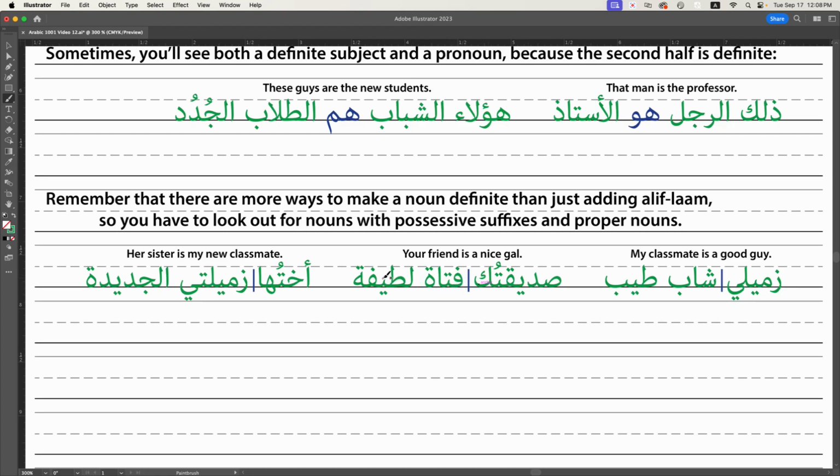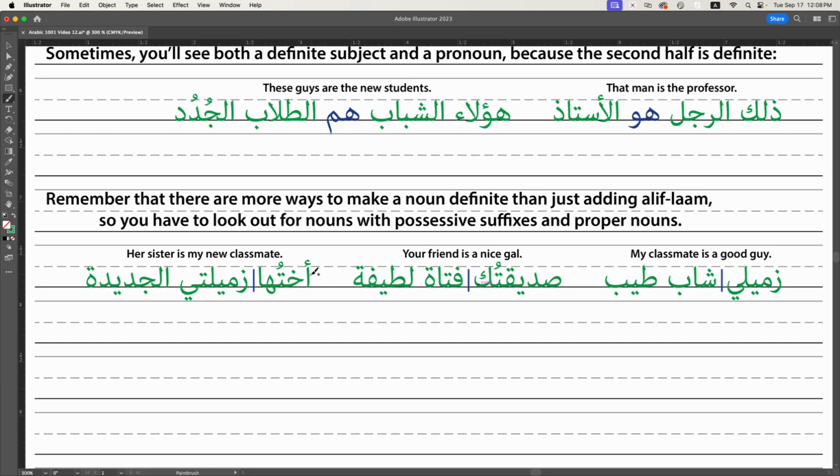Fatat latifa, a nice gal. And again, I'm going with the old school World War II style here, gal, just to make these sentences a little shorter in English. You could say ukht, ukht is sister, ukhtuha, and why there's a dhamma up here is, I'm not even going to get into that. There's a reason for it, but it doesn't really matter for your purpose. If you said ukhtha instead of ukhtuha, if you said sadiqatak instead of sadiqatuk, everyone would understand exactly what you meant, so don't worry about it.